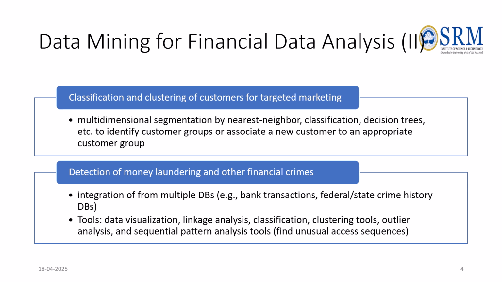Next one, detection of money laundering and other financial crimes. To detect money laundering and other financial crimes, it is important to integrate the information from multiple heterogeneous databases. As long as they are potentially related to the study, multiple data analysis tools can be used to detect unusual patterns, such as large amounts of cash flow in certain periods by certain groups of customers.